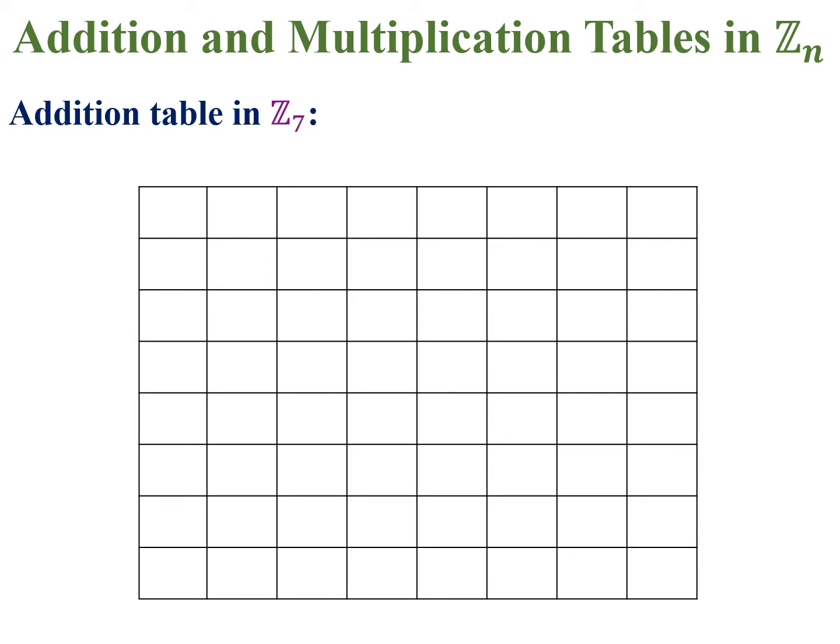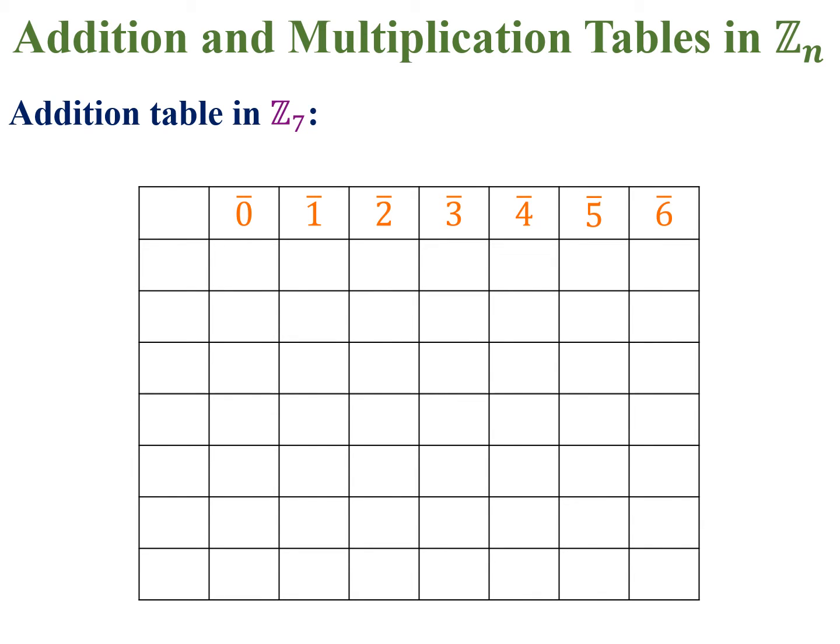7 elements. So to construct the addition table in Z7 which contains 7 elements, we have to construct a table of 8 by 8, rows and columns. This is an 8 by 8 table. Now in this table, first of all, you have to write the elements in Z7, class of 0, class of 1, class of 2, class of 3, class of 4, class of 5 and class of 6 in the first row, starting from the second column, in this way.